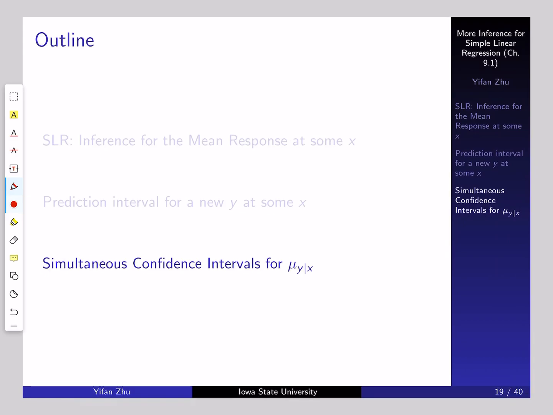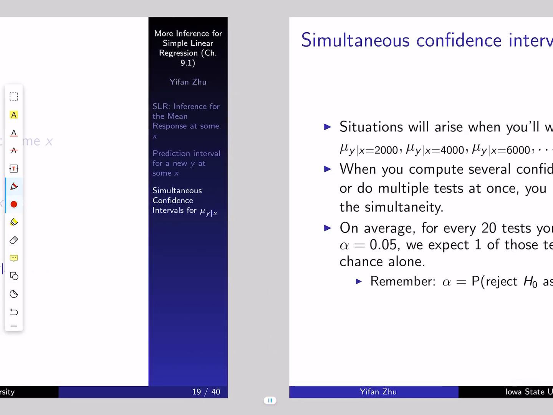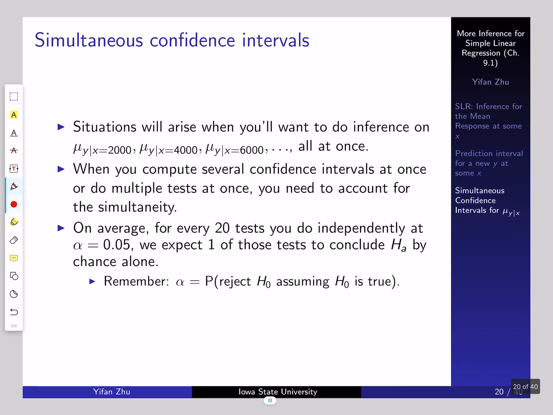Okay, the one last thing for today is the simultaneous confidence interval for mu of y given x. So what are simultaneous confidence intervals and where does the problem come from? Sometimes you want to do inference on a bunch of means. So for example, you want to do this mu of y given x equals 2000, x equals 4000, x equals 6000, etc. at once.